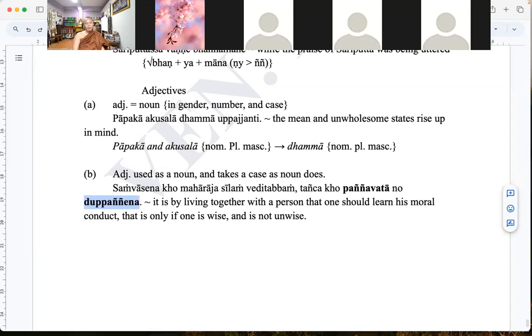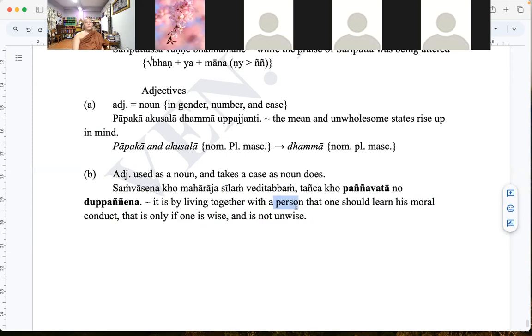Okay, but here in this translation it is a bit difficult to understand. Actually, silan wididabba, sila should be understood as should be learned. Passive sense. So sanwasina. That sanwasa is also actually an adjective. So, by a person who lives together with, he should learn someone's moral conduct.